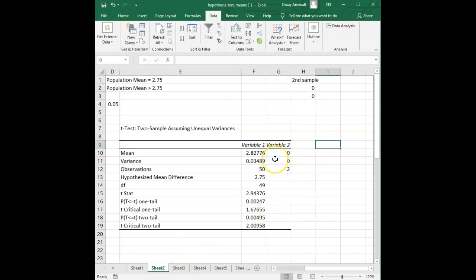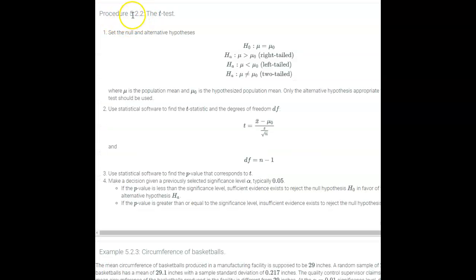Now I want to come back here and do this a different way without using data analysis. We're going to get the same results. We're just going to come up here in 5.2 and see the procedure for a t-test, and we're going to work out this calculation here by hand.